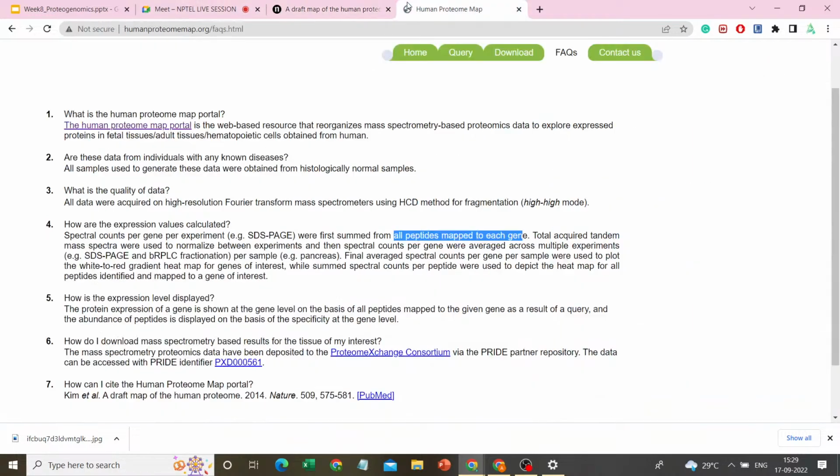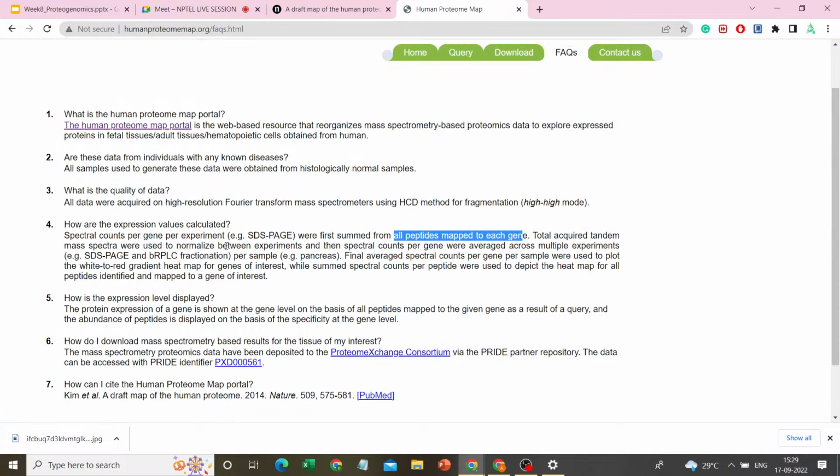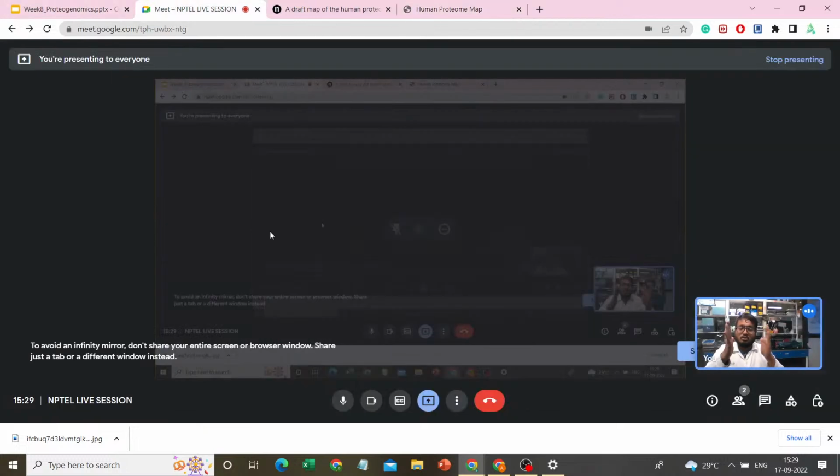Both the SDS-PAGE experiments and the RPLC, reverse phase based fractionation, were used. Average spectral counts were taken and normalized between experiments, and then averaged across multiple experiments. So firstly there were two columns, SDS-PAGE and RPLC fractionation. From there the spectral counts per gene that were mapped were taken, then normalized and averaged across the experiments, and then the expression was calculated to show what the expression can look like.